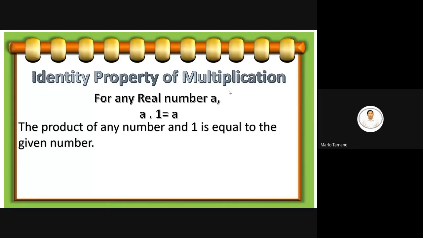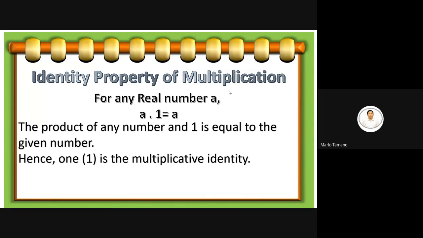Okay, so next we have here the identity property of multiplication. So let us recall. It says here, for any real number A, A times 1 is equal to A. The product of any number and 1 is equal to the given number. This is why 1 times 5 is 5, 1 times 10 is 10. Hence, 1 is the multiplicative identity. For example, 12 times 1 is 12. Negative 12 times 1 is negative 12.